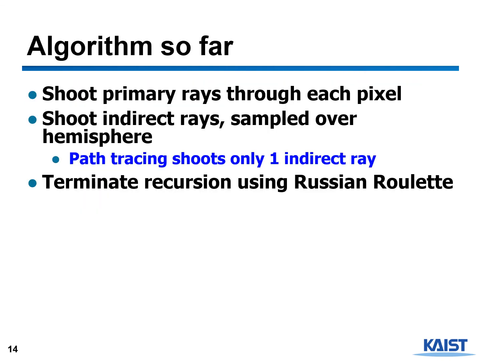So in summary, we generate the primary rays through each pixel. Also, we shoot indirect rays over the hemisphere, but path ray tracing shoots only one indirect ray, and then we keep doing that and generate paths, but we terminate this recursion process using Russian roulette.